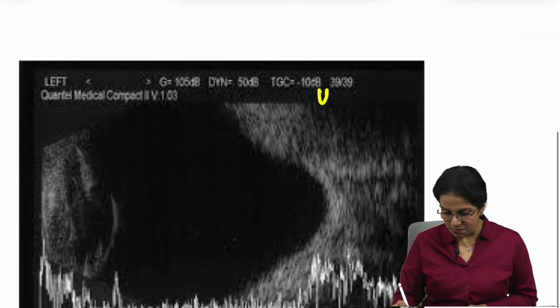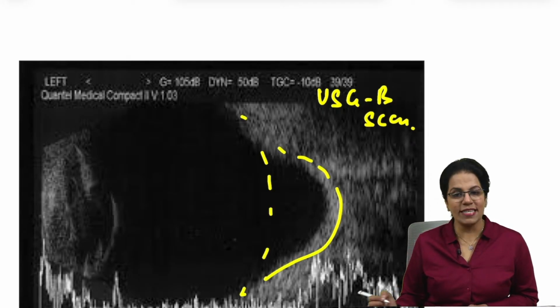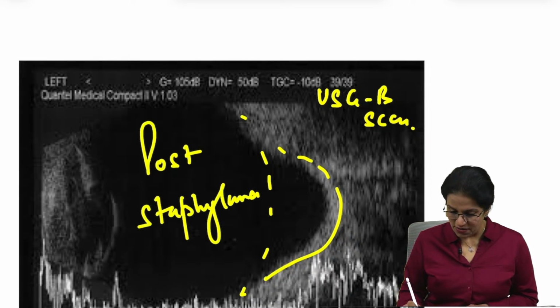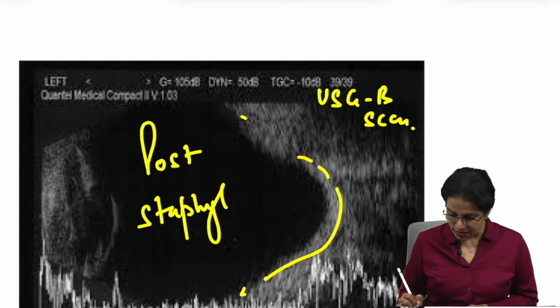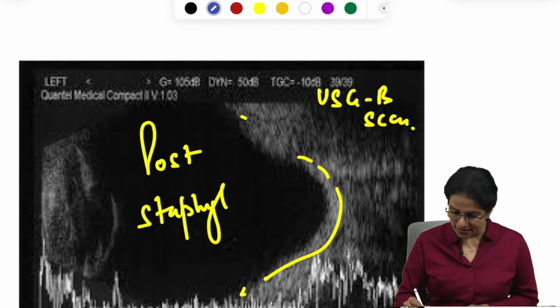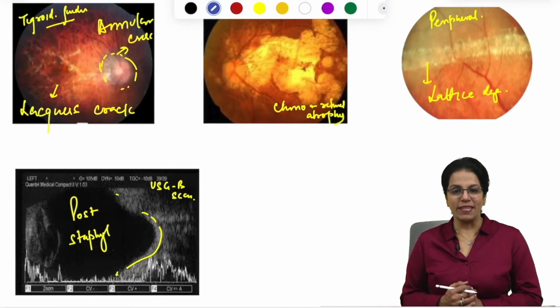This is the ultrasound B scan. And ultrasound B scan, this is showing what? That instead of like this, it is like this. So, what is this? Posterior staphyloma. Okay. So, all these are features of pathological myopia. Correct? Just know all these are features of pathological myopia.